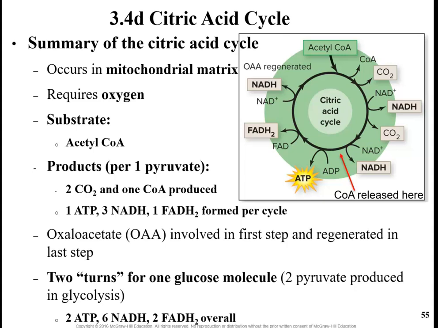And you've got 2 turns for every 1 glucose molecule, and this is because 2 pyruvate were produced in glycolysis. So the overall energy produced is 2 ATP, 6 NADH, 2 FADH2. What I really want you to take away from this is that a little bit of ATP is produced in the citric acid cycle, but it's mostly these electron-rich molecules that are going to go on to the electron transport chain.